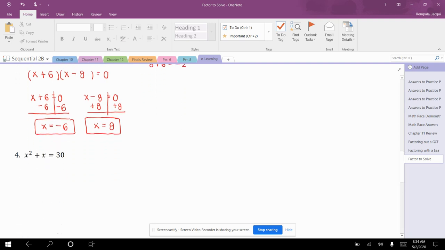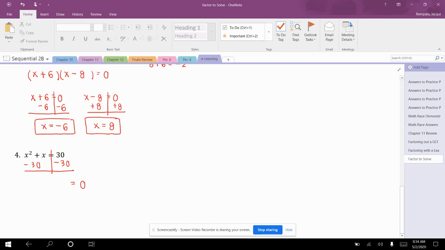Last problem here, x squared plus x equals 30. Notice that since it equals 30, it does not have it in the form where I can already start factoring. It has to equal 0 in order to make that happen. So how do I move the 30 to the other side? I'm going to subtract it. Because 30 minus 30 is 0, now I will have on the right-hand side it equaling 0.